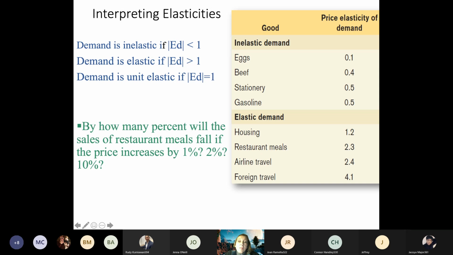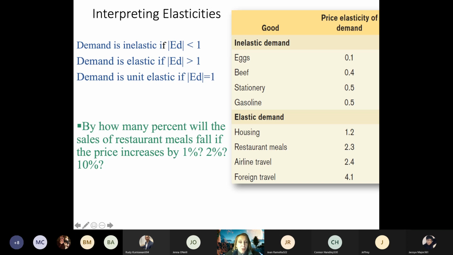Who can tell? Try, just say it in voice. Give it a guess. Well, I can't hear you. You might be muted if you're trying to say. So if the price of airline travel goes down by 10%, these numbers suggest that sales will increase by 24%. It's quite a bit. It's a large increase.